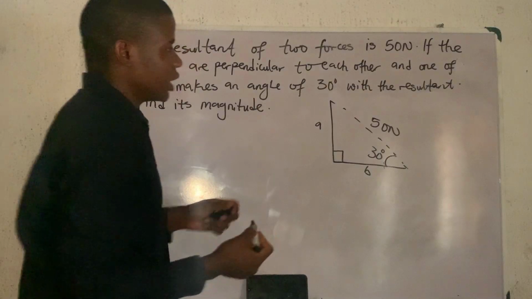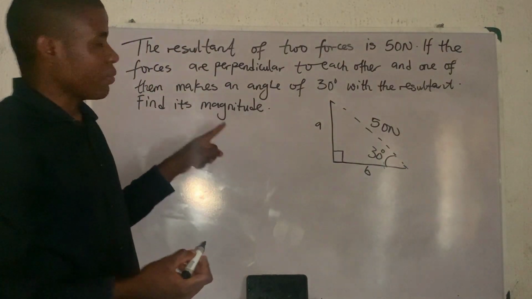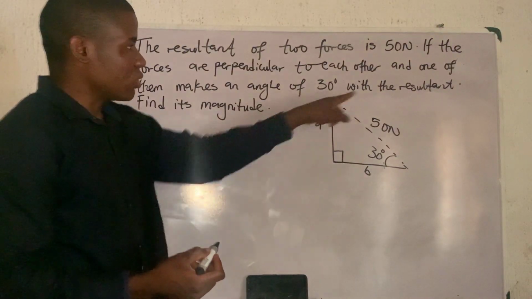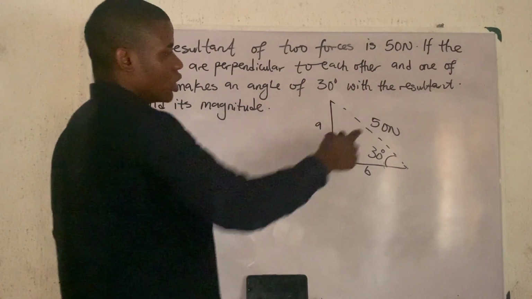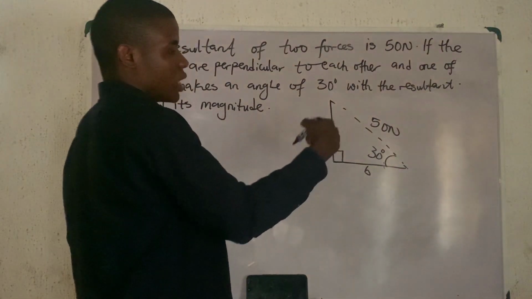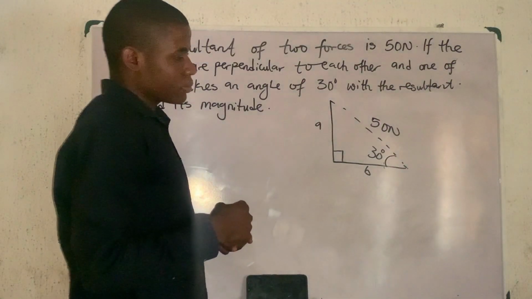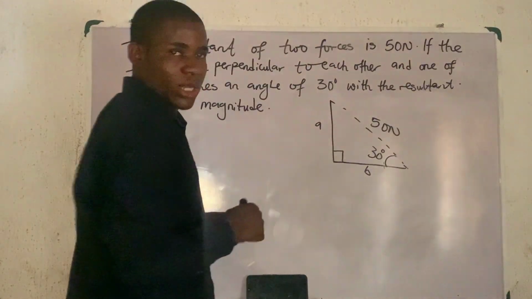So it means that this one makes an angle of 30 degrees with the resultant. Now, the question says find this magnitude. The magnitude that I'm talking about is the magnitude of that one that makes an angle of 30 degrees with the resultant. Let's go. Now, watching here, if you can see this right angle triangle, we will get the value of this B by using trigonometric ratios, SOHCAHTOA.